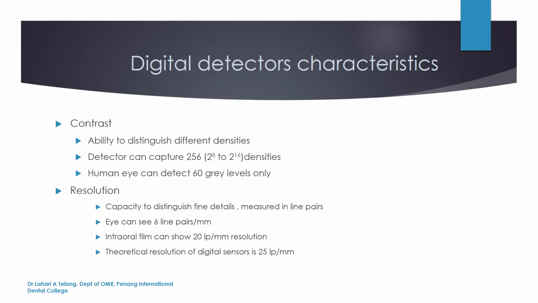The resolution is the capacity to distinguish fine details and is measured in line pairs. The eye can see up to 6 line pairs per millimeter. The intraoral film can show up to 20 line pairs per millimeter resolution, and theoretically the resolution of a digital sensor is 25 line pairs. So if you compare them, both the intraoral film and the digital sensor have equal resolution, which means that both of them can show you fine details equally well. This is what I meant by resolution: the ability to look at the image and define the edge of the image.